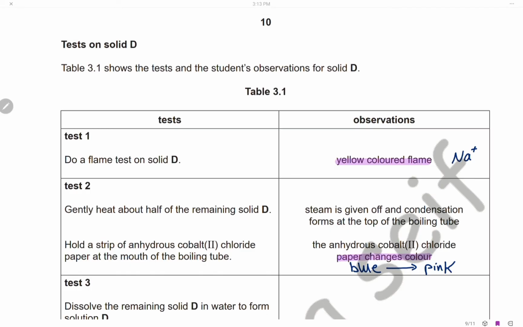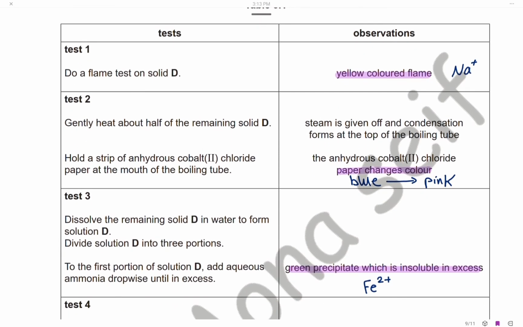Then the tests on solid D. Here we have a table which shows the student's observations for solid D. First, he does a flame test on solid D. It gives a yellow colored flame, and the yellow color is the characteristic color for sodium ions. So we have sodium ions present.